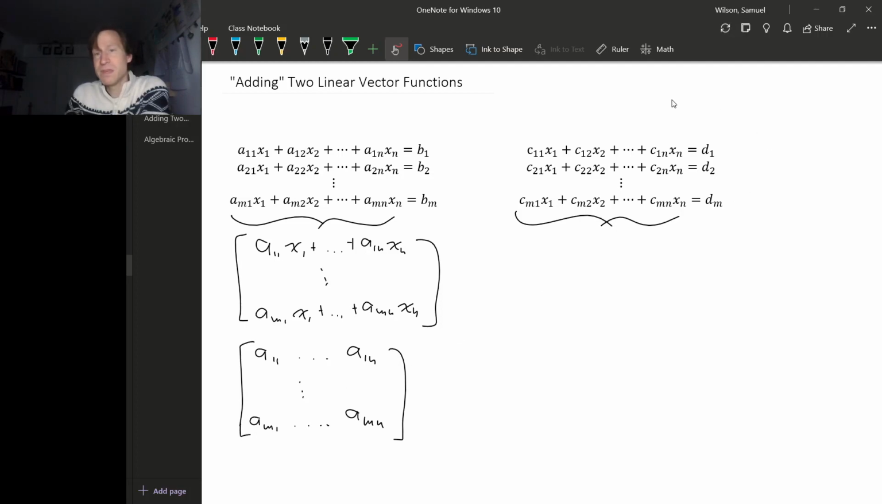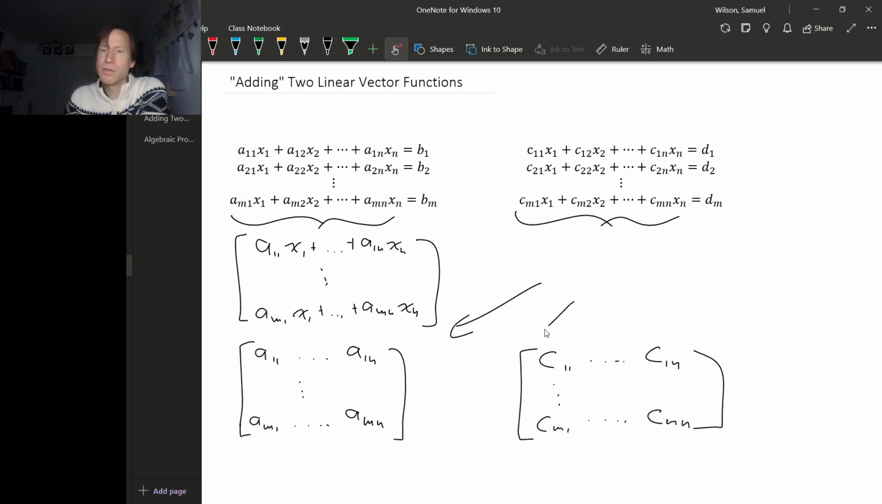And we could do the same thing for this other system. This would give us the matrix C11 up through C1n down to Cm1 over to Cmn. And notice that these are both m by n matrices, right? Well, one thing you could do with these, I guess I didn't write down the linear vector function for the second one.